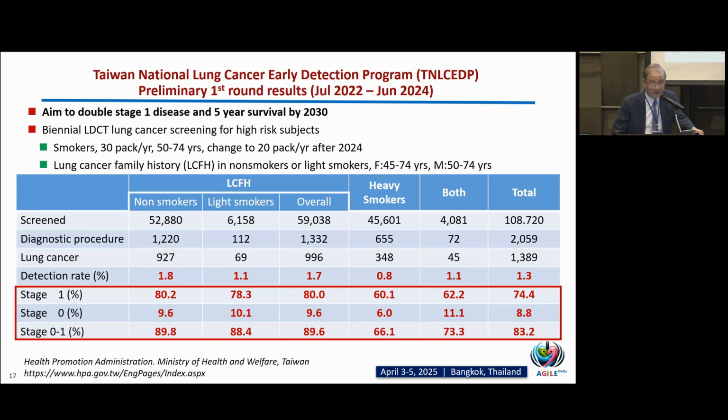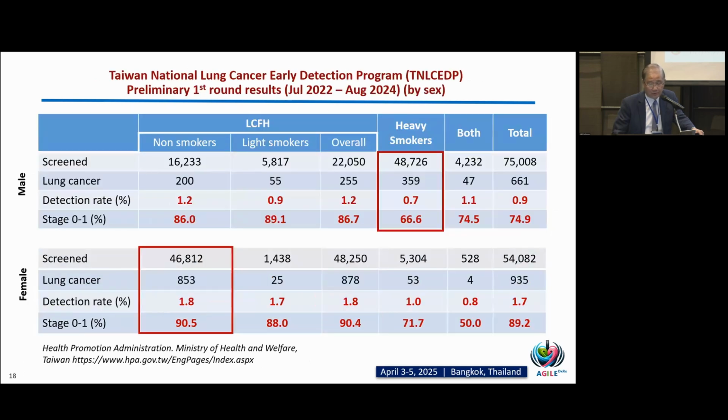You can see in heavy smokers, the overall detection rate is only 0.8%. In those with a lung cancer family history, especially non-smokers, the detection rate is up to 1.8%, more than double the detection rate in heavy smokers. If they have both risk factors, the detection rate is 1.1%. And in non-smokers, nearly 90% of them are stage 0 to 1.